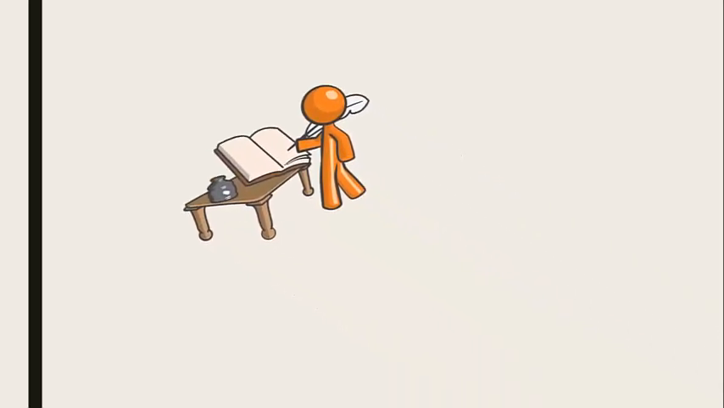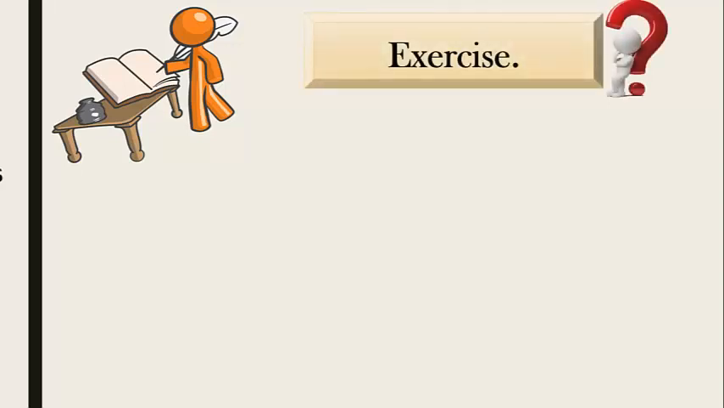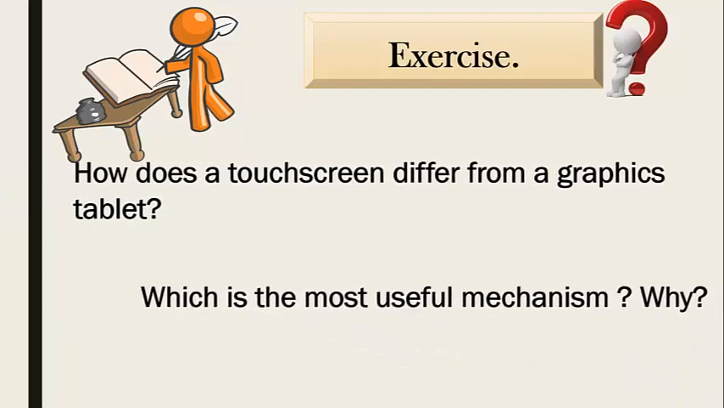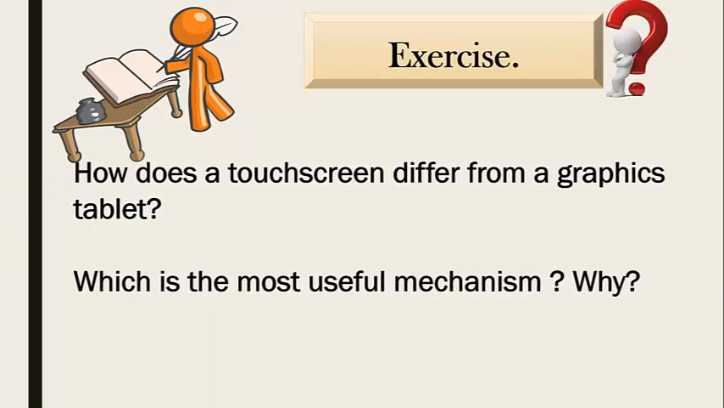Let's conclude the topic with the help of the two parts of the question given in the exercise. And the question is, how does a touch screen differ from a graphics tablet? Which is the most useful mechanism? Why? Students, write the answer to the question neatly in your notebooks after making a title page of the lesson, and submit it in your Google Classroom for checking.